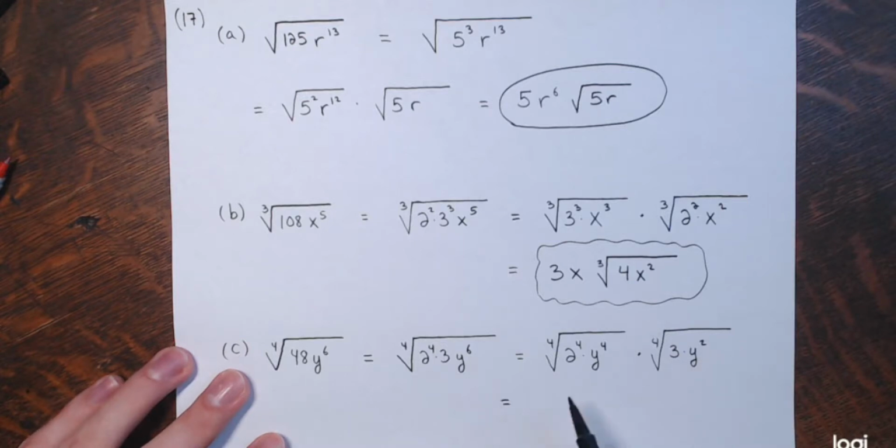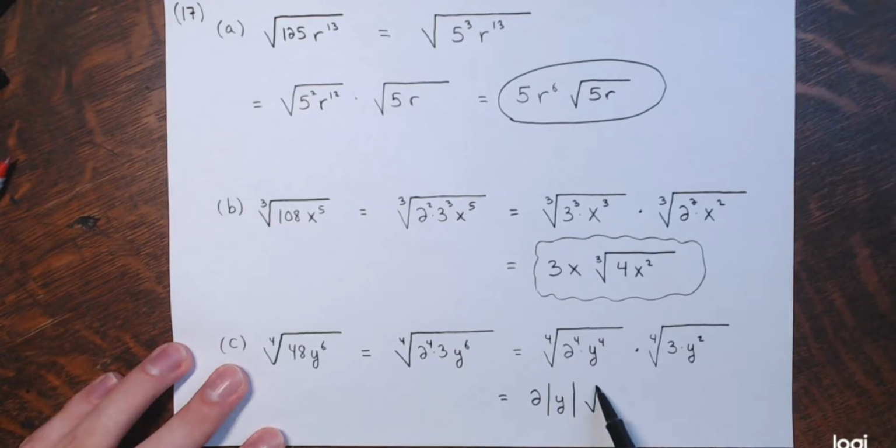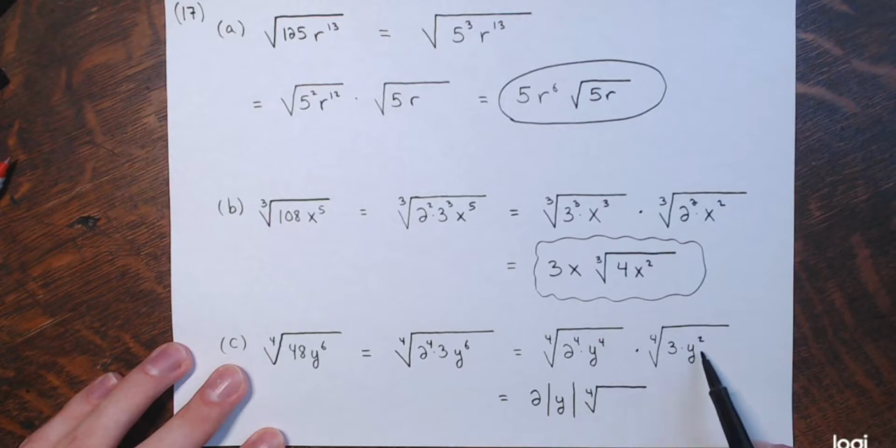Alright, then we have, the 4th root of 2 to the 4th is just 2, which doesn't need absolute values around it, it's already positive. The 4th root of y to the 4th would be y, but that needs absolute value around it, right? To ensure we get the non-negative even root, non-negative 4th root. Because y can be negative, so I need absolute value symbols around that. You got to pay attention with even roots. Times the 4th root of 3y squared. And there you go.